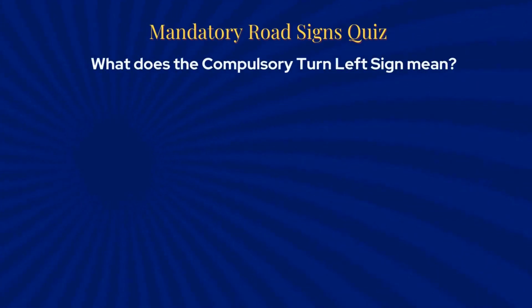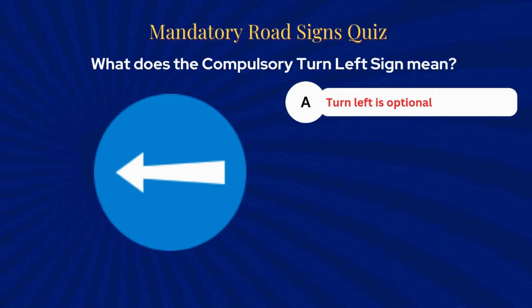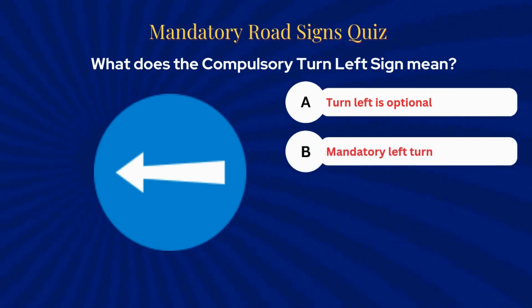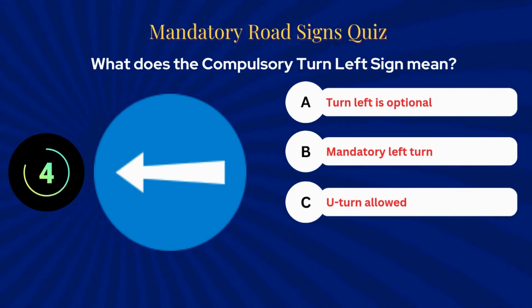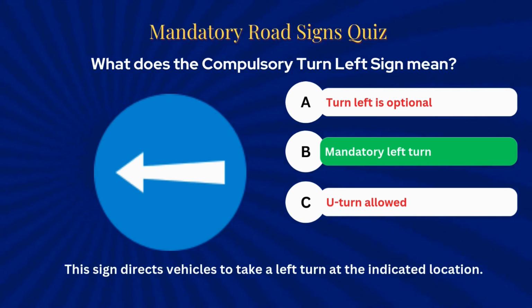What does the compulsory turn left sign mean? Options are turn left is optional, mandatory left turn, and U turn allowed. Answer is mandatory left turn. This sign directs vehicles to take a left turn at the indicated location.